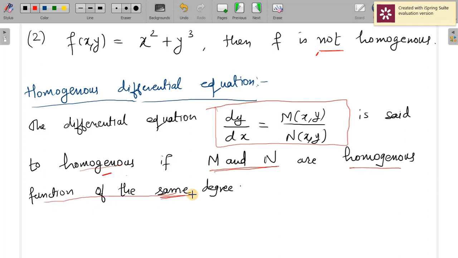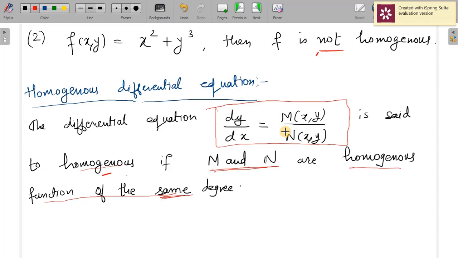The word same is very important. Okay, you may have M as homogeneous, and N is also homogeneous, but if they are not of the same degree, in that case the given ordinary differential equation is not homogeneous. So now in this session we will see how to solve this kind of differential equation which is homogeneous.